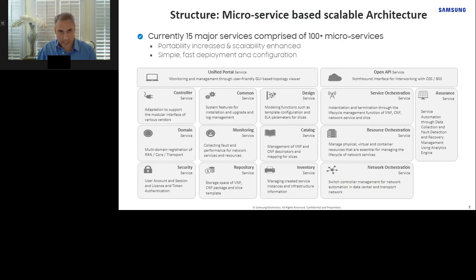So diving a little more deeply into each of those aspects, we'll start with structure. I'm not going to get into all of the services, but there are about 15 major services with more than 100 microservices, which make up our SCO. It starts with the unified portal or the open API service, as I mentioned before. And then you have things like service orchestration to manage the life cycle of your VNFs and your CNFs, or the network service itself. And resource orchestration, which is simply managing the physical and virtual infrastructure. And then things like the catalog service to catalog your descriptors, et cetera. Each of these services has its own role and can be deployed or not deployed depending on what's needed for that specific application.